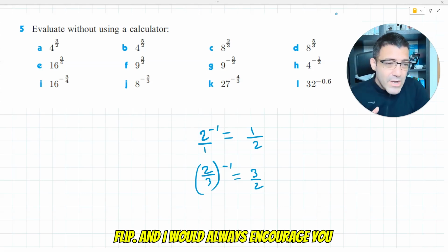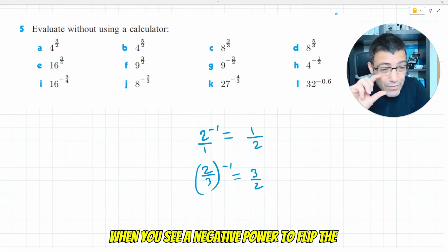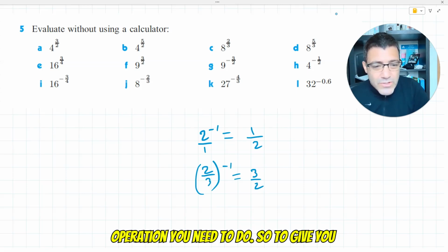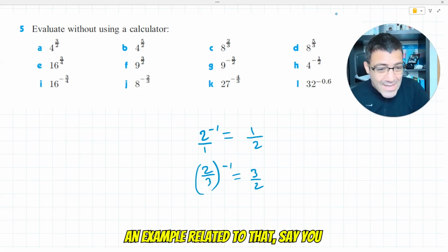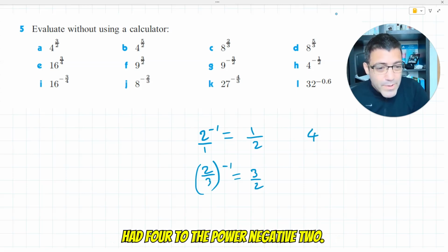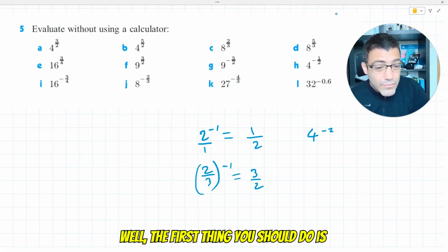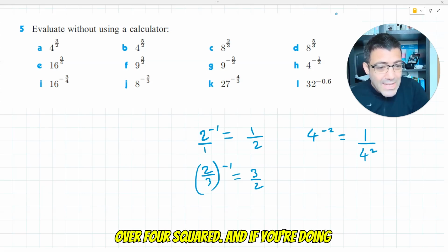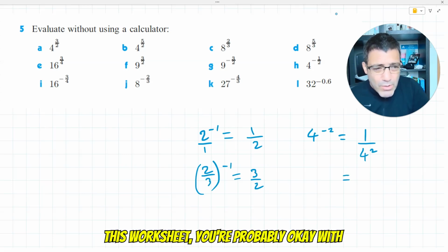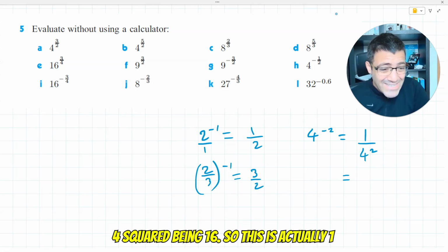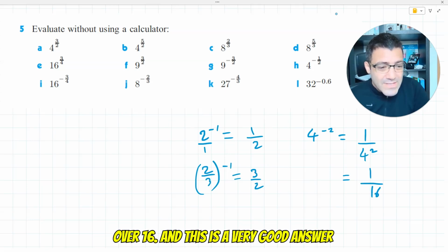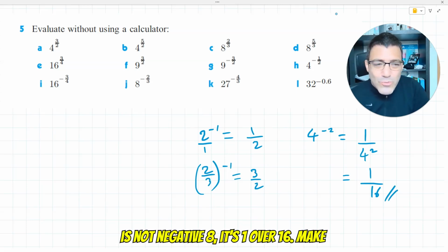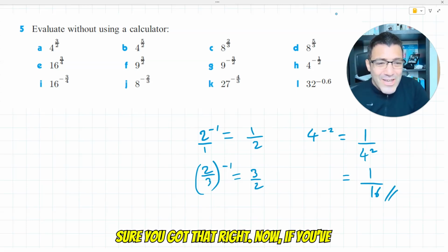And I would always encourage you, when you see a negative power, to flip the number first and then do whatever operation you need to do. So to give you an example related to that, say you had 4 to the power negative 2. Well, the first thing you should do is flip it around. So you could say it's 1 over 4 squared. And if you're doing this worksheet, you're probably okay with 4 squared being 16. So this is actually 1 over 16. And this is a very good answer for this question. So 4 to the negative 2 is not negative 8. It's 1 over 16. Make sure you got that right.